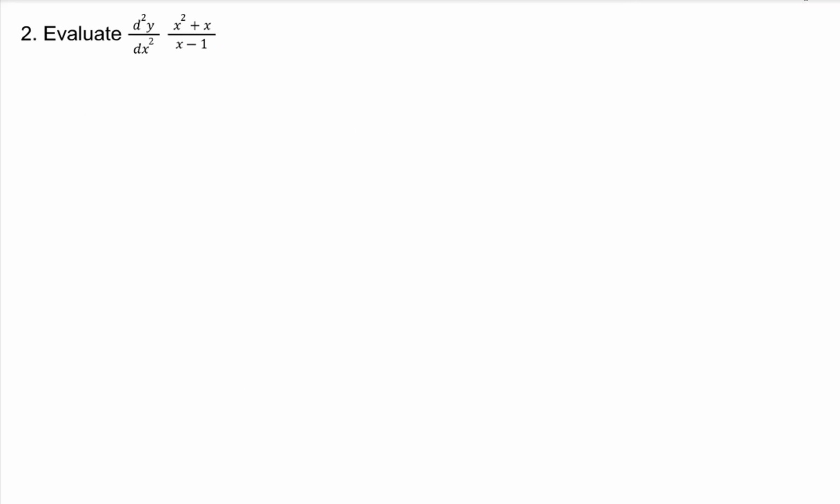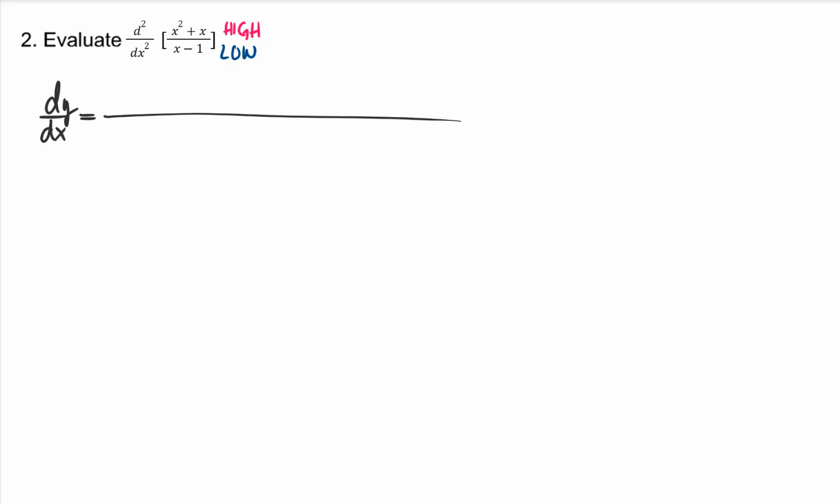Time to evaluate a second derivative of a quotient. Let's start with our first derivative. Low d high minus high d low over low squared we go.